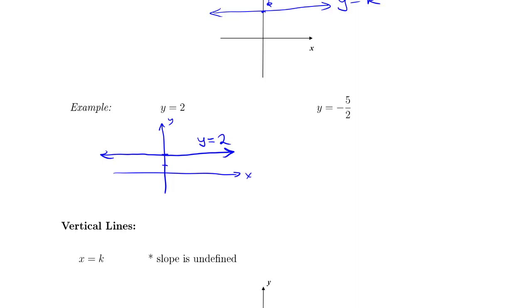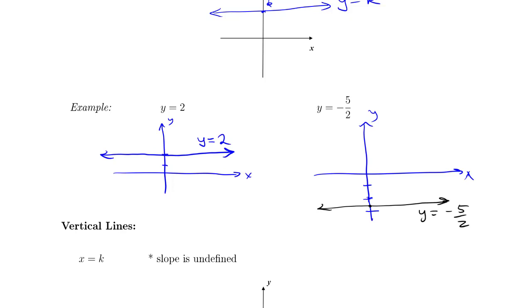We could be talking y equals negative 5/2. That would also be, well, now in this case, negative 5/2 is 1, 2, 3. That's negative 2.5. So let me use another color here. So that would be negative 2.5 right there. And there we go. There is y equals negative 5/2.